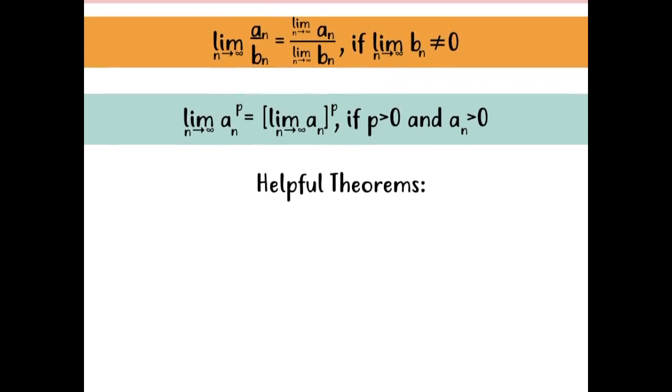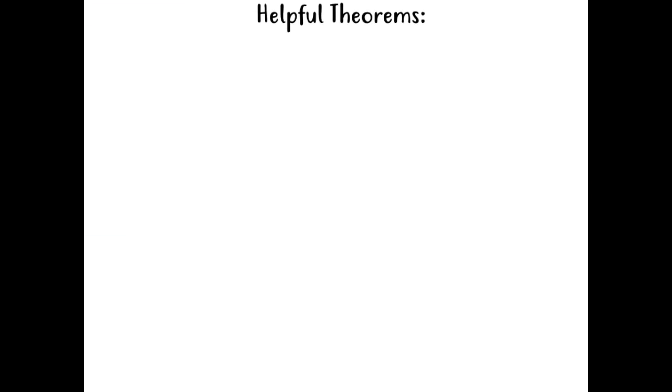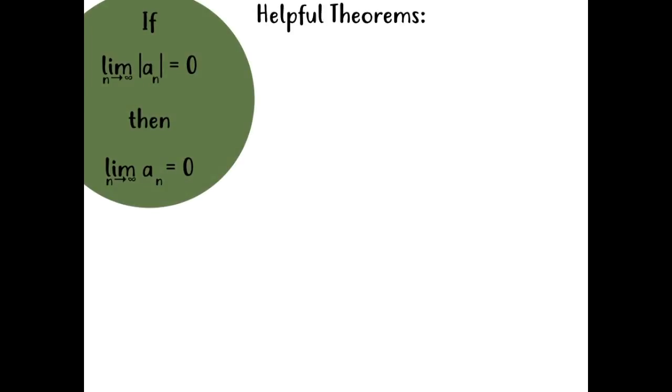There are also some helpful theorems we can use when evaluating our limit. For instance, if the limit as n approaches infinity of the absolute value of a sequence equals 0, then the limit as n approaches infinity of the sequence itself is equal to 0 as well.